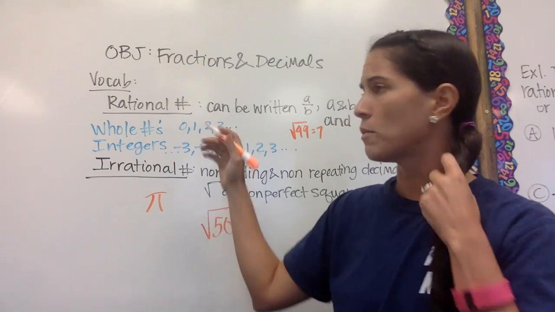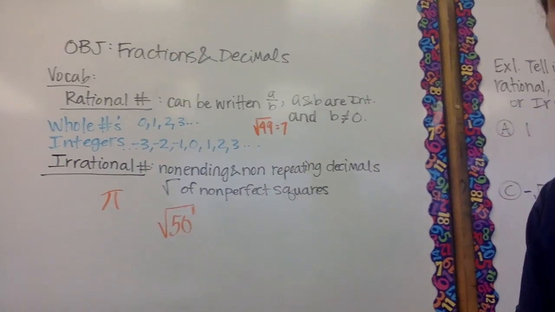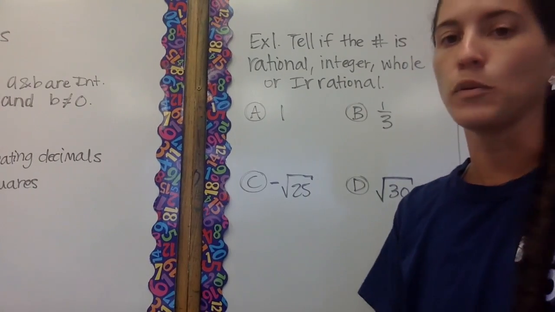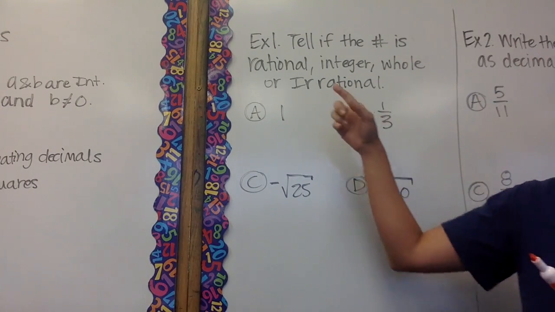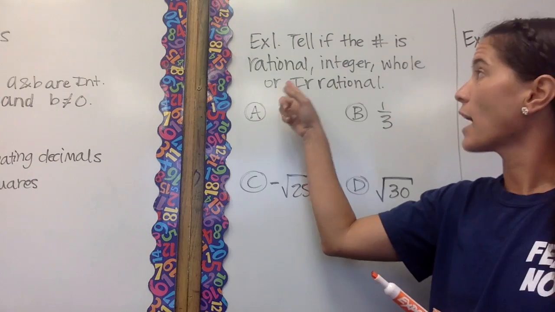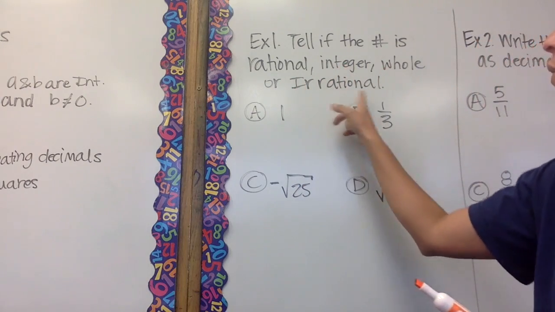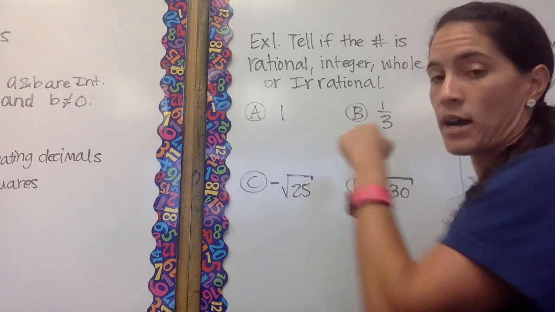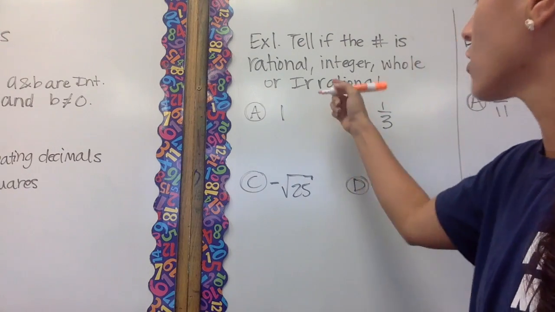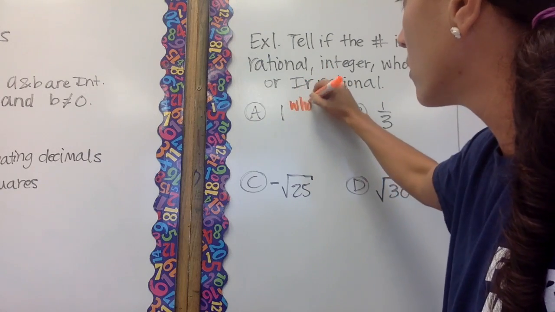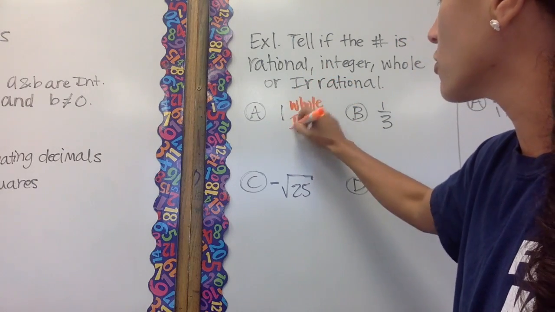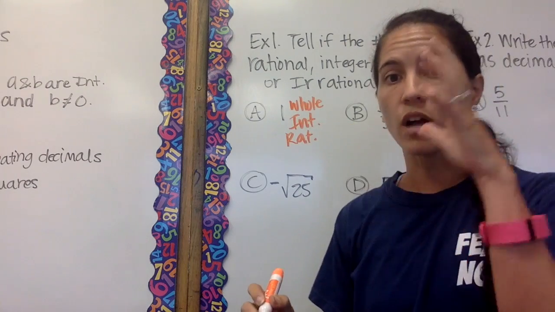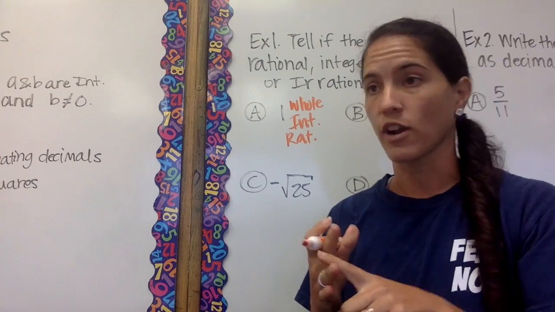So let me show you what I mean by these, rational, irrational. So I'm going to slide you over. All right, example 1, copy this down. Tell if the number is rational, integer, whole, or irrational. So sometimes numbers are going to belong to different groups. So let's take A, just 1. Well, we know that it's a whole number, so we're going to write whole. We know it's an integer, so we're going to write integer, and it is rational. So the number 1 belongs to all of those, whole number, integer, and rational.